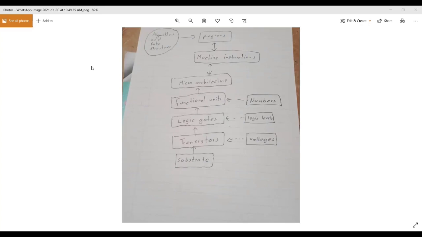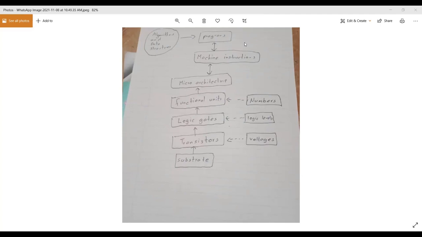And then on the higher side, on the top part, you have machine instructions. The connection between machine instructions and microarchitecture is not the same as what we had in the bottom, right? It's not that machine instructions are built using microarchitectures, but microarchitectures understand machine instructions, right? But from there onwards, programs are built using machine instructions, and algorithms are represented using programs. So yeah, very, very good.